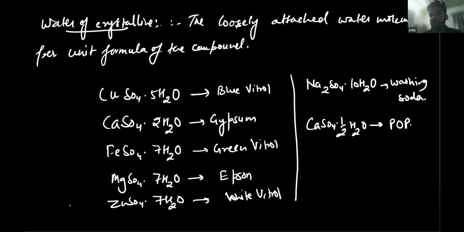So this is the water of crystallization: loosely attached water molecules per unit formula of the compound. Now moving to the next point. This is why it is called water of crystallization, because it gives the crystal its shape. There are different shapes of crystals, like tetrahedral and bipyramidal shapes.